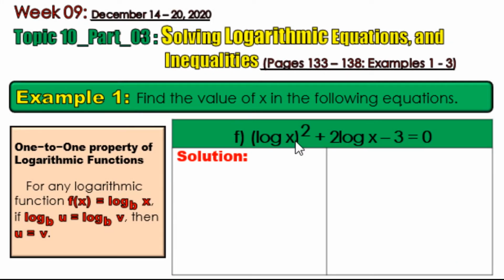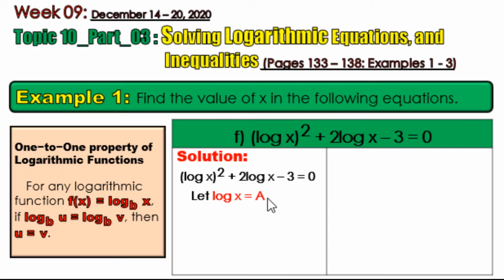For example number 1, letter F, we have logarithm of x quantity squared plus 2 times logarithm of x minus 3. Okay, so what do you think? Okay, so if you will be looking at the equation, this is a quadratic equation, okay, of the form ax squared plus bx plus c is equal to 0. So we will be using the concept of solving quadratic equations.